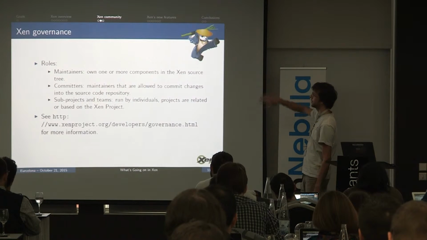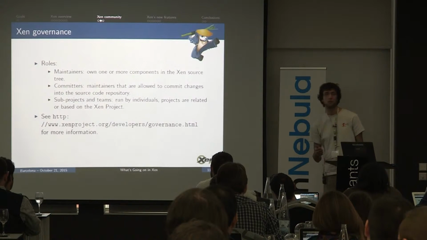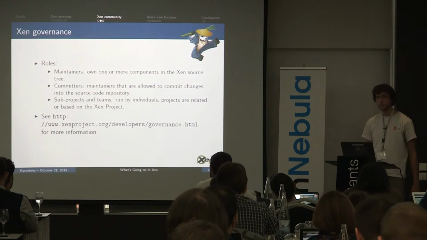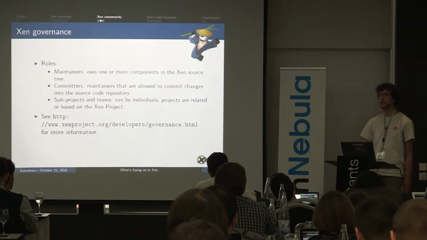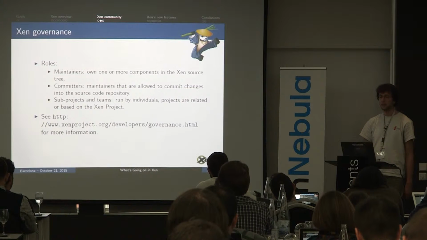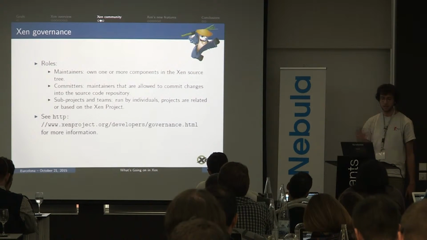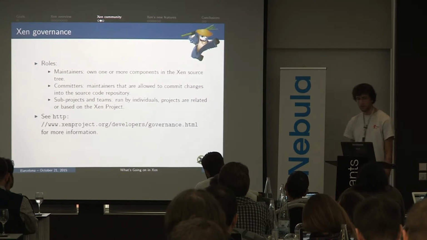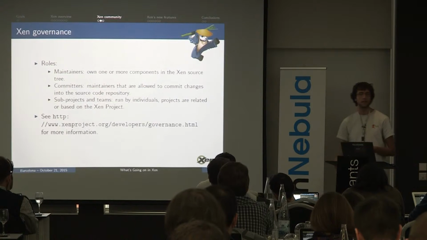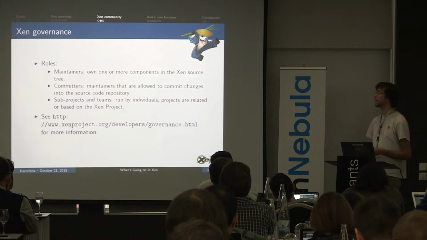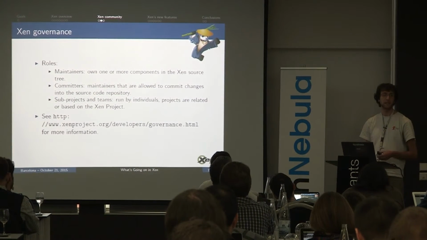We have several roles. For example, we have the maintainers that take care of one or more components inside of the Xen tree. For example, we have maintainers for the tool stack. We have maintainers for the x86 bits. We have Intel-specific maintainers that take care of Intel features, the same for AMD. Then we have committers, which is a subset of the maintainers that have write access to the repository. They basically pick patches from the mailing list that are acked by the relevant maintainers and commit them.